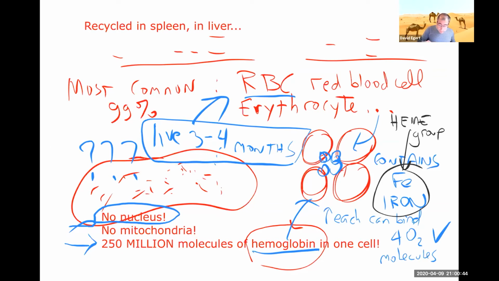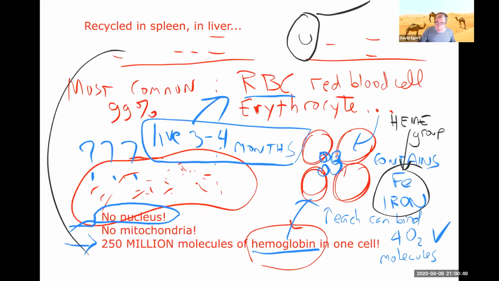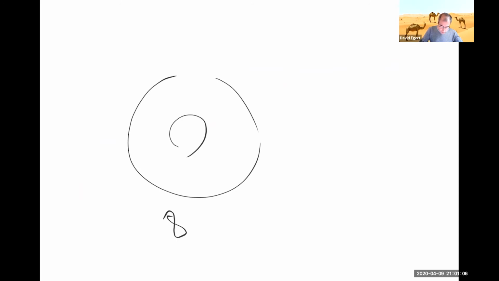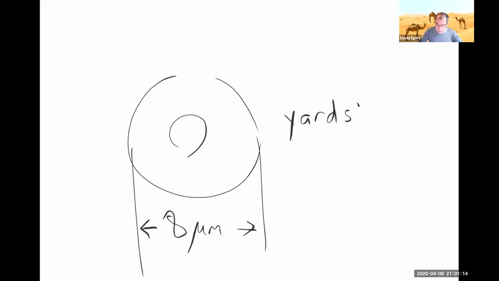So blood cells, and as I mentioned before, a red blood cell is about 8 microns in diameter. That's an ugly picture here. So it's kind of like the yardstick of histology, sometimes they call it.